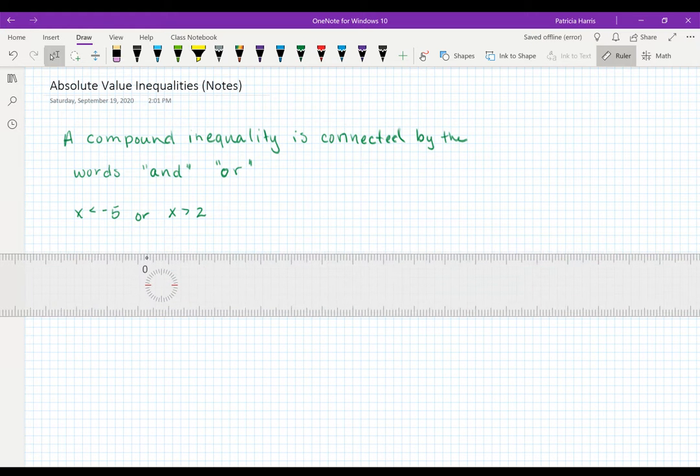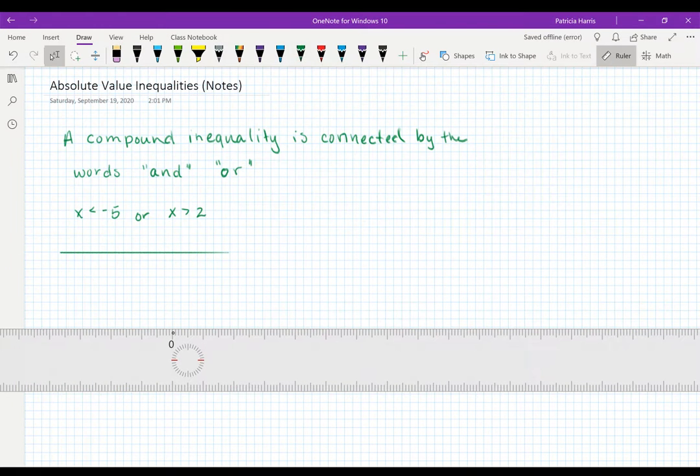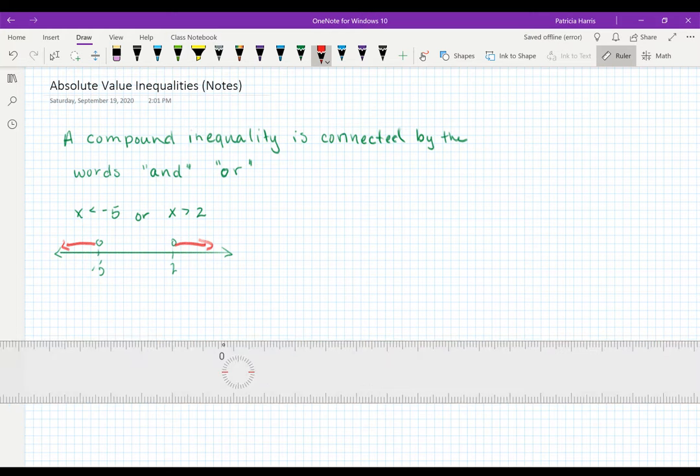Okay, so let's put that on a number line. I'm just going to put -5 here, +2 here. They both get open dots. Less than -5, greater than 2. So we have a couple different ways we can write these.